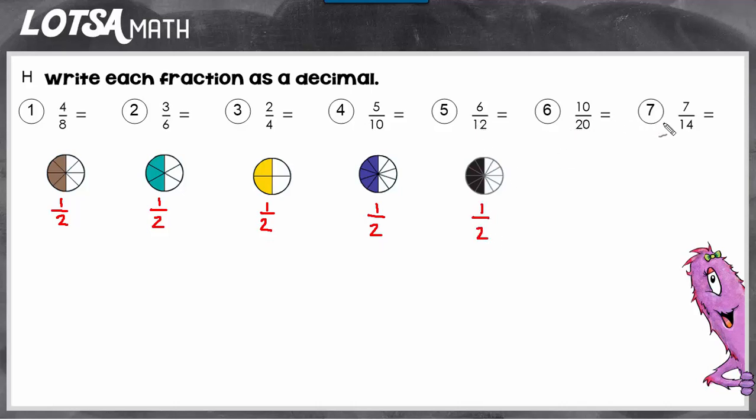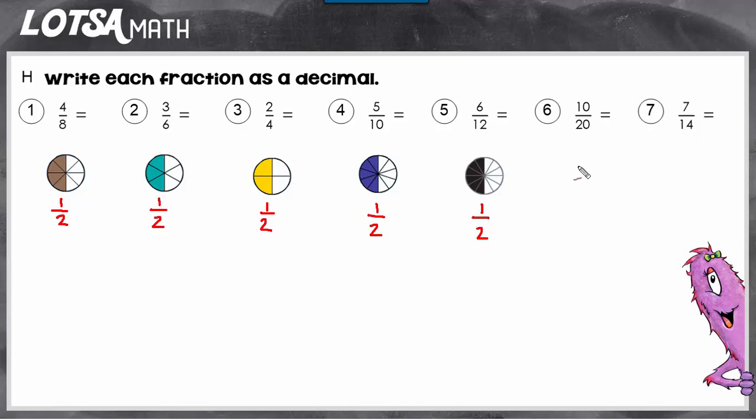And I don't have a model for 6 and 7, so I want us to look at the pattern. On 4/8, notice that they're just doubles. 4 plus 4 is 8. 3/6, they're doubles. 3 plus 3 is 6. 2 plus 2 is 4. 5 plus 5 is 10. And 6 plus 6 is 12. Well, 10 plus 10 is 20, and 7 plus 7 is 14. So we see a pattern forming here. We can say that the pattern is if the numerator doubled equals the denominator, it will simplify to a half.